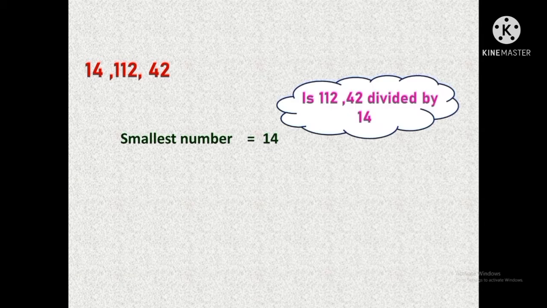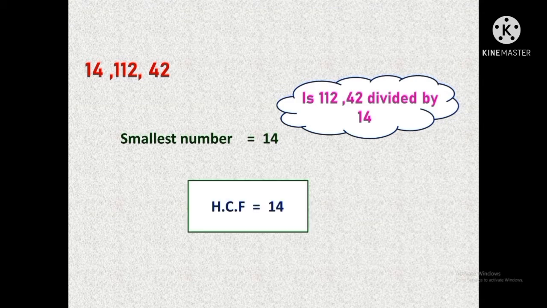Next, we have to find the HCF for the numbers 14, 112, 42. If you want to apply this trick, the first step is to find the smallest of these numbers. The smallest number is 14. Let us take a note of that. Next, we should find whether the numbers 112 and 42 are divided by 14. So, 112 is divided by 14 and 42 is also divided by 14, because 14 into 3 is equal to 42 and 14 into 8 is equal to 112. Since the smallest number divides the rest of the numbers, the HCF is the smallest number 14 only.